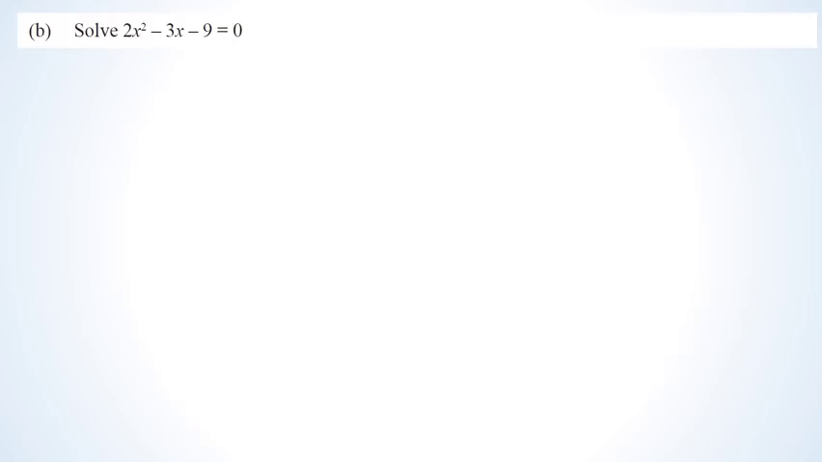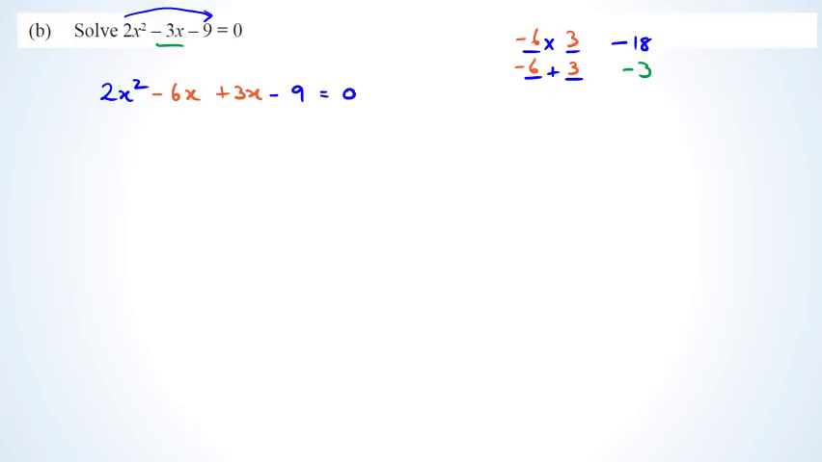Okay, second question, we have got a quadratic. So what we need to do is factorize the quadratic first and then try and solve it. The way I go about it is I take 2 times negative 9, which equals negative 18. So I'm looking for two numbers that multiply to negative 18 and also add up to negative 3. In this case, my two numbers are going to be negative 6 and positive 3, because negative 6 times positive 3 is negative 18, and negative 6 plus 3 equals negative 3. So I'm going to split the negative 3x. I write down 2x squared as is, but negative 3x now looks like negative 6x plus 3x. And of course we have a minus 9 at the end, and that's equal to 0.